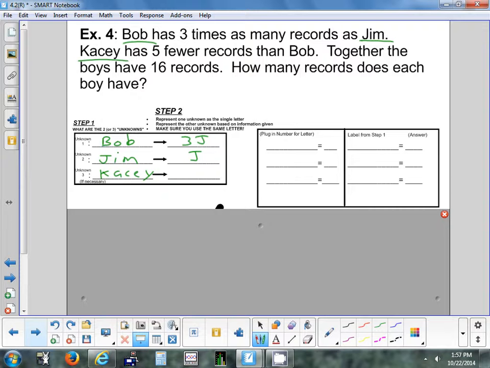Now you've got to read the second sentence. Would it be 3x minus 5, or 3J minus 5? All right, let's look at it. Casey has 5 fewer than Bob. How many does Bob have? 3J. So Casey has 5 less than 3J. 3J minus 5. Fewer means take away. Casey has 5 fewer than Bob, and Bob had 3J.